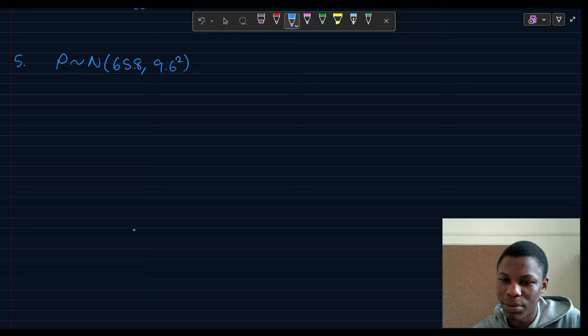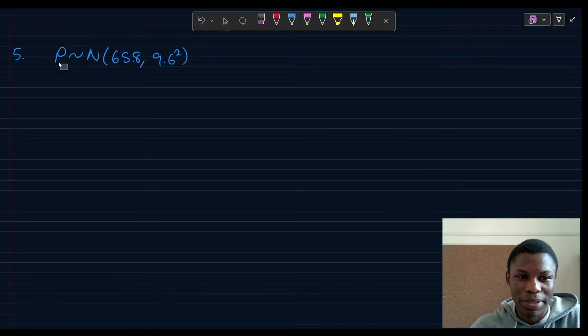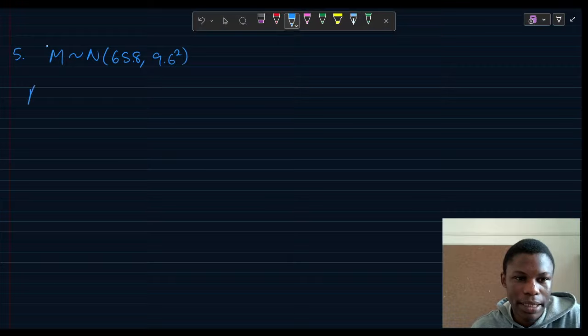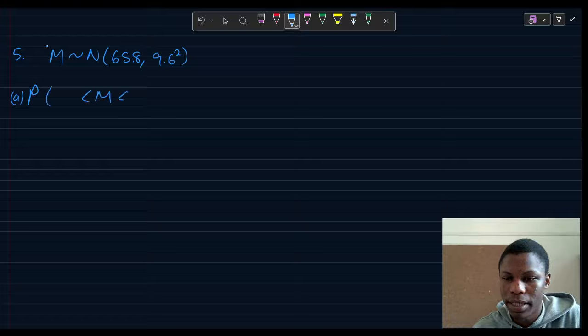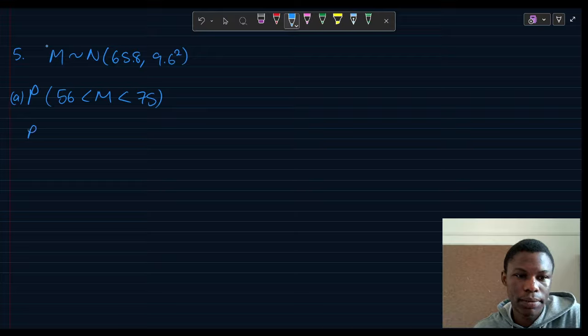Part A says find the probability that the mass of peaches sold on any given day is between 56 kgs and 75 kgs. Actually, I'm going to change this from a P because I don't want to be writing the probability of P. So we want the probability that our mass is between 56 and 75. The first thing is to standardize.